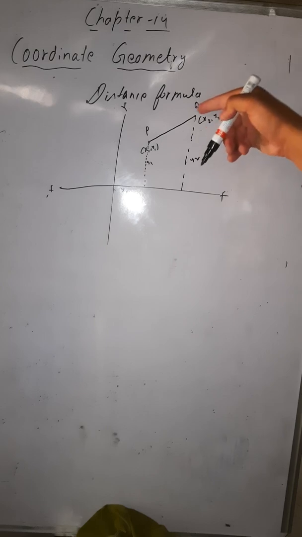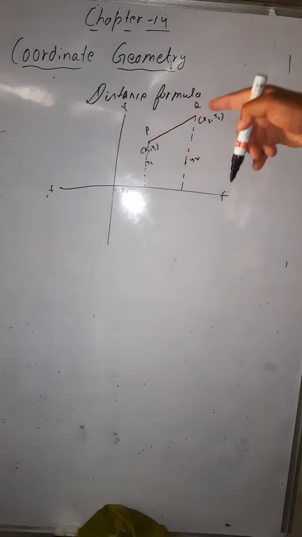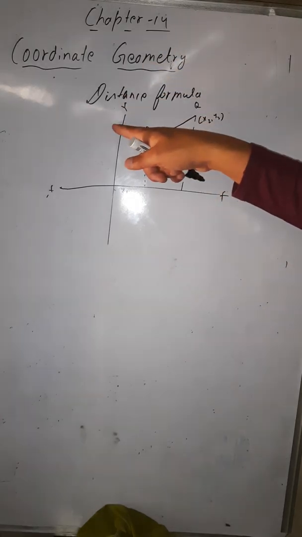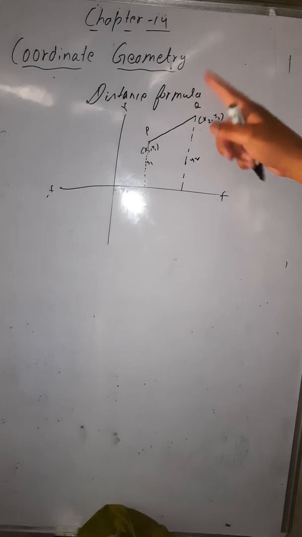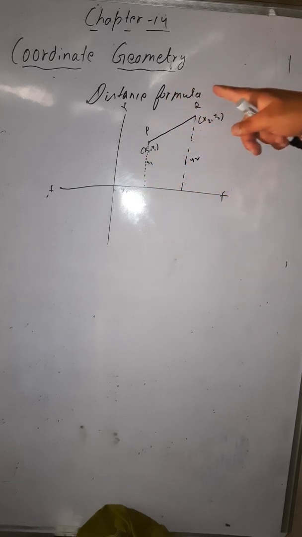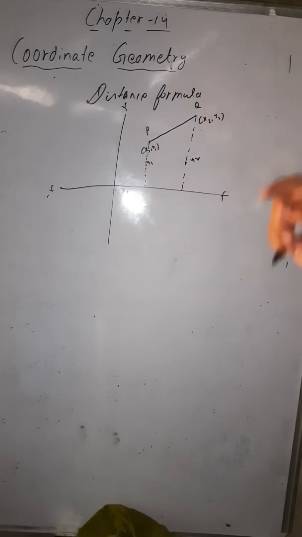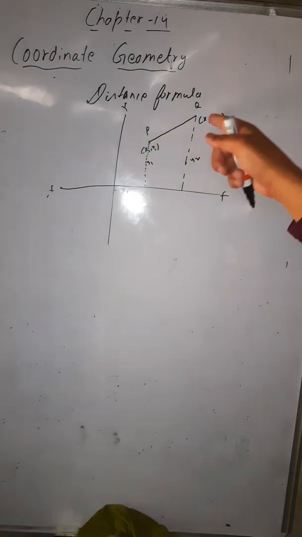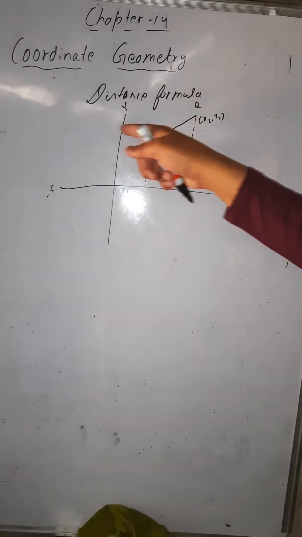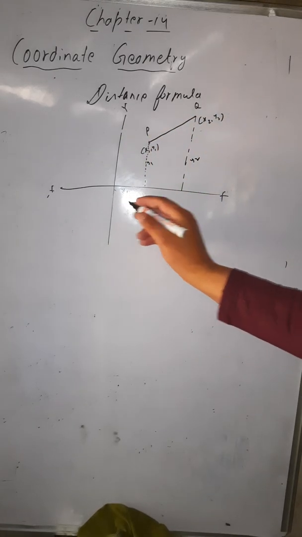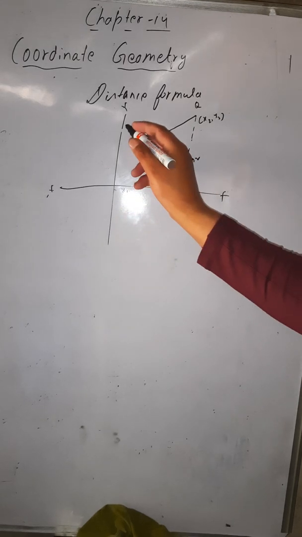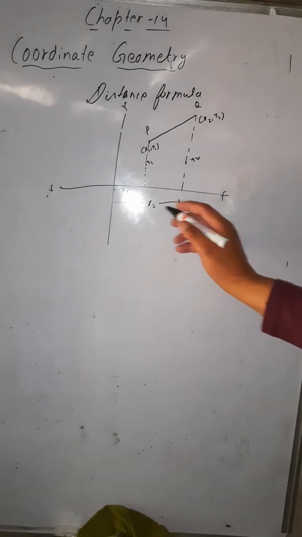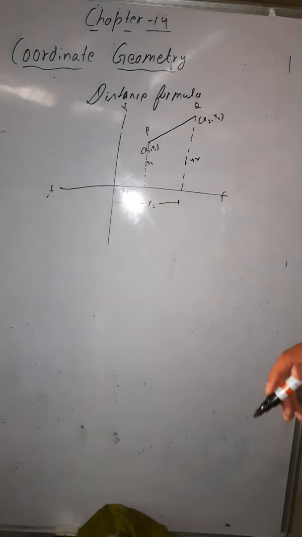Remember this: the distance of any point from the y-axis is its x-coordinate, and the distance of any point from the x-axis is its y-coordinate. So the distance of point Q from the y-axis is its x-coordinate, that is x2. So this complete distance will be x2 and from here to here it is x1.